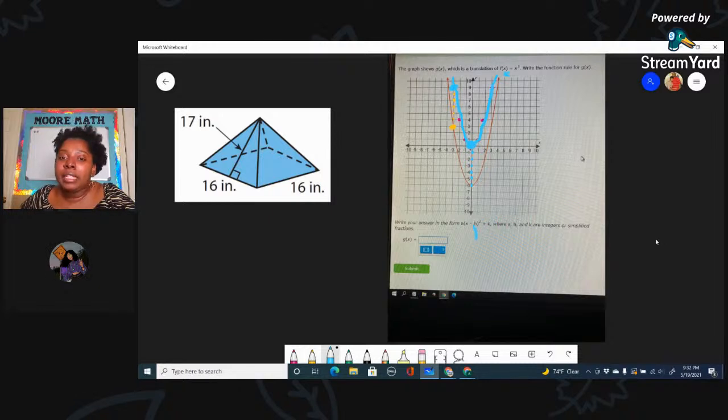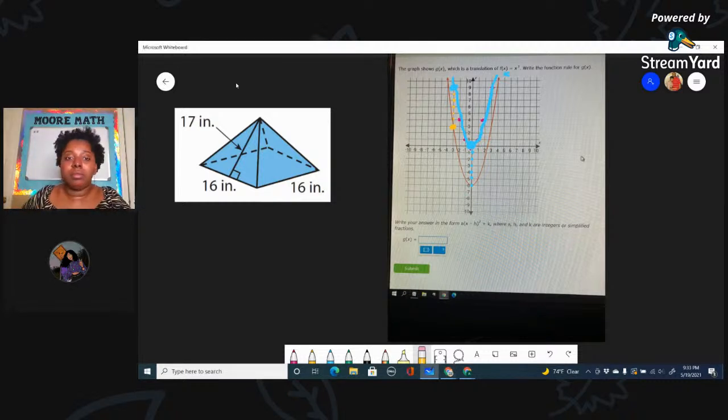If you went left and right, for that H, you would just put in, let's say you went to the right 6, you would just do X minus 6. If you went to the left, X plus 6, and so on. Okay? Okay. But that's all they mean. So H, think horizontal. K is up and down. Okay. Okay. Any other ones, or that was the only one?